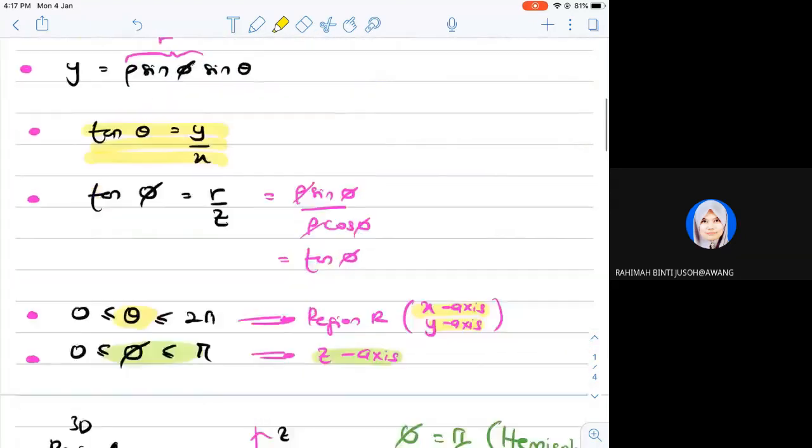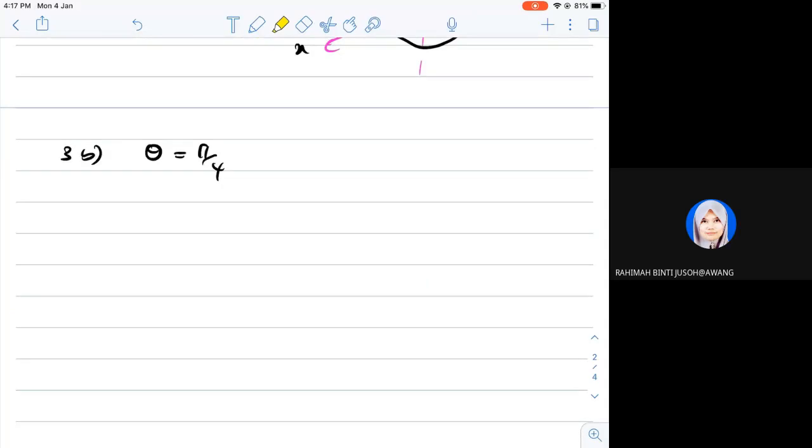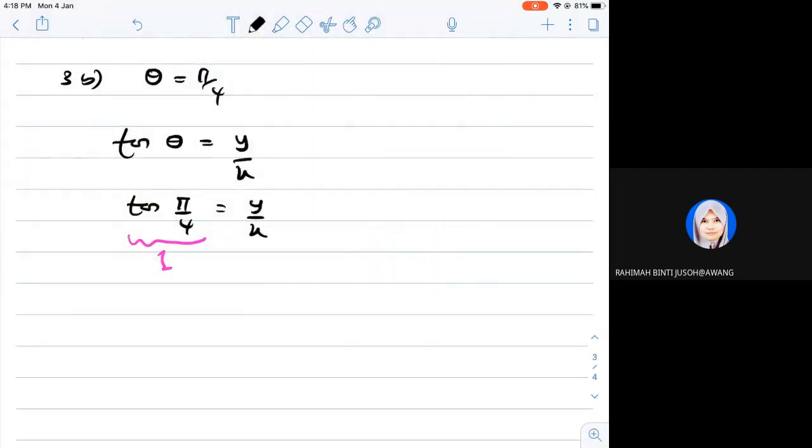So what happened now? Tangent theta equals to r over z? No, that's for phi pula. Tangent theta equals to y over x. So theta is pi over 4, therefore tangent pi over 4 equals to y over x. If you use your calculator, this is equivalent to 1, isn't it? So we will have 1 equals to y over x, therefore our equation becomes y equals to x.